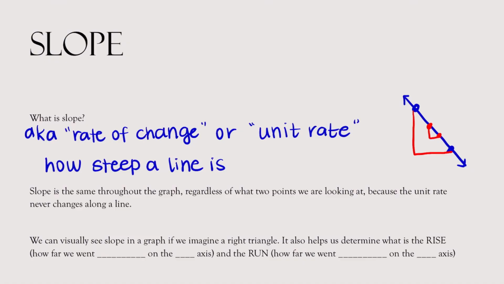It also helps us determine what the rise is, and these are important words. Rise means how far we went up on the y-axis, because y is the vertical axis. And it also tells us the run, how far we went right on the x-axis. Those are very important words. I want you to memorize them, rise and run, because slope is really just rise over run.